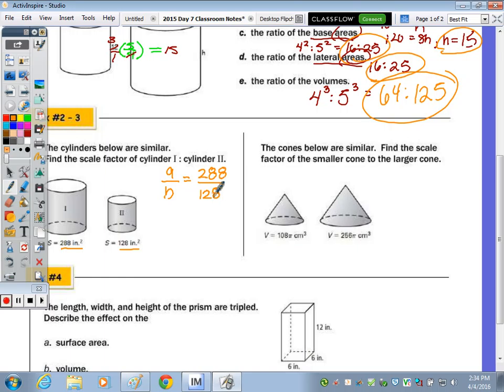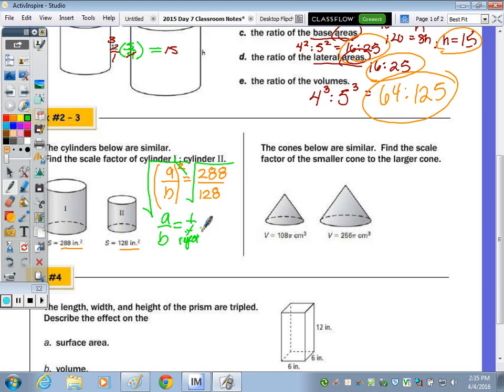Are the ratios equivalent? Is the scale factor or similarity ratio the same as the ratio of the surface areas? No, we have to square it. So therefore, to find out the ratio, we're going to have to take the square root. Are 288 and 128 perfect squares? No. So A over B is going to equal plus or minus the square root, but we reject the negative.